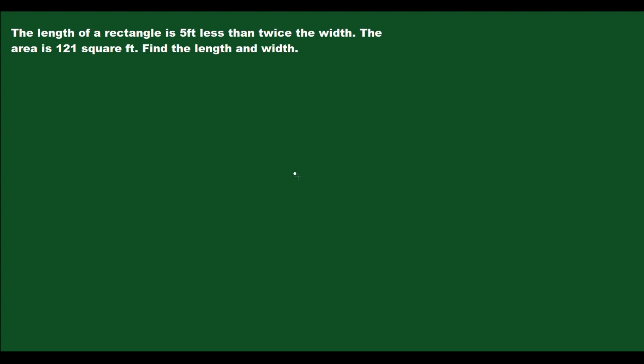The length of a rectangle is 5 feet less than twice the width. The area is 121 square feet. Find the length and width.